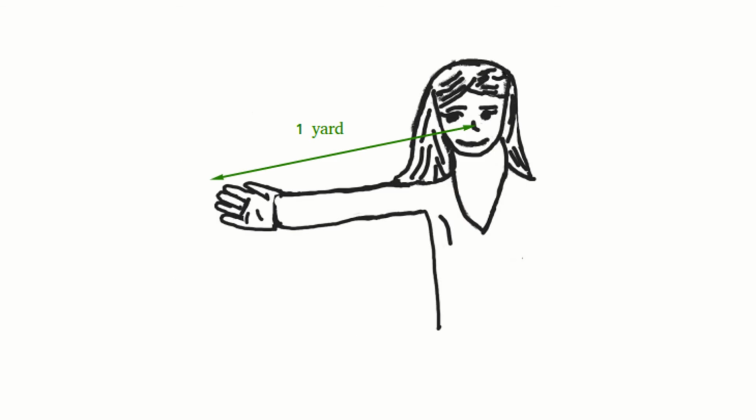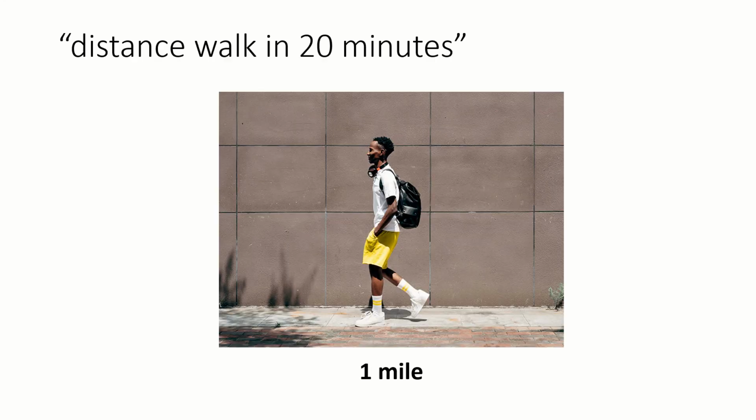And then 1 yard is actually from your nose going to the tip of your middle finger. So that's 1 yard. And then the distance that you can walk in 20 minutes is approximately 1 mile.